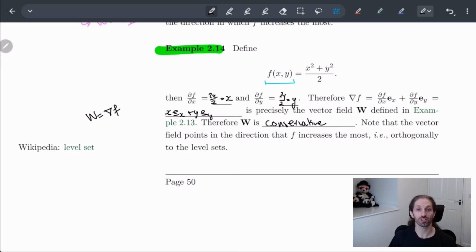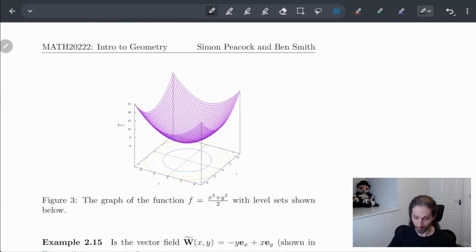Generally, if you're trying to show something is conservative, you're going to be looking at finding a function that does this. One thing to note is that this vector field is going to be pointing in the direction where f increases the most. So it's orthogonal to the level sets. Let's see what I mean by that.